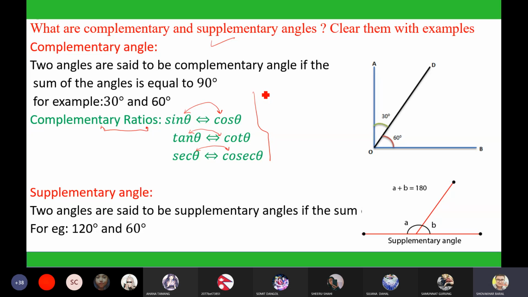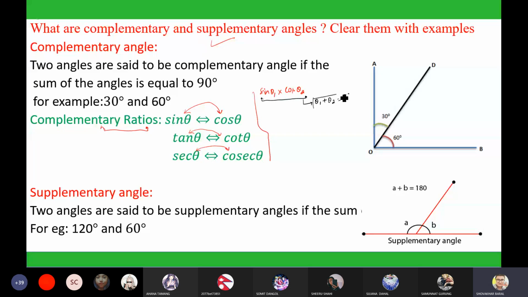Let me elaborate it. Suppose sine theta 1 into cos theta 2 is equals to 1. If I have this product, sine theta 1 into cos theta 2, such that the sum of these two angles, theta 1 plus theta 2, is equals to 90 degree.